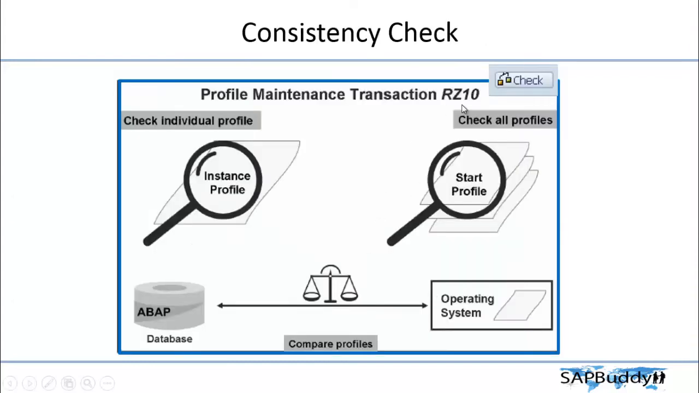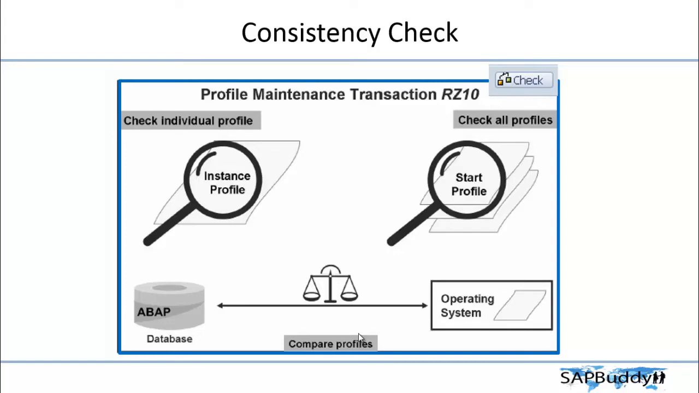You could also check the consistency of the profile parameters which you have changed during this process. We have a check called consistency check, which will help you check whether the changes you have made are consistent. It will also compare the difference between the operating system level and the database level. This could also be done by comparing the files. You can also check the consistency of this profile, a kind of syntax check or validation.